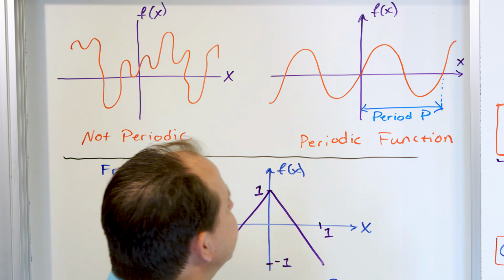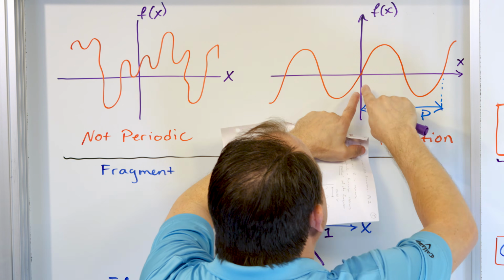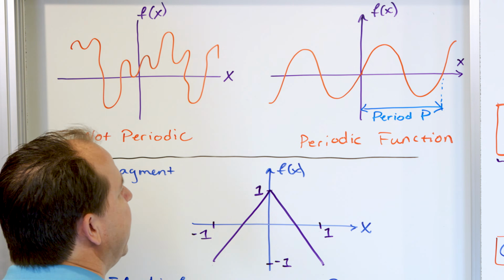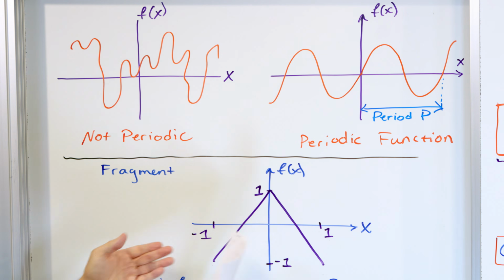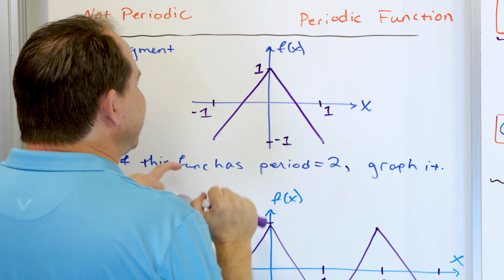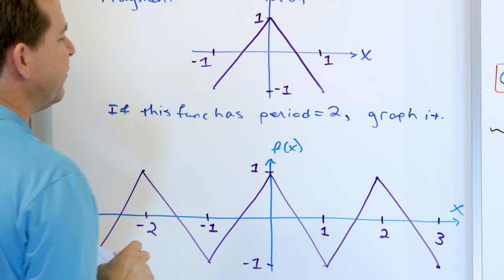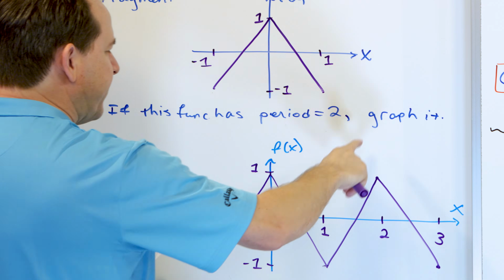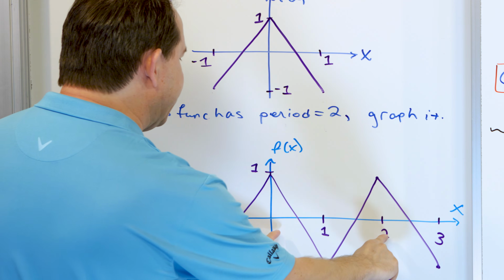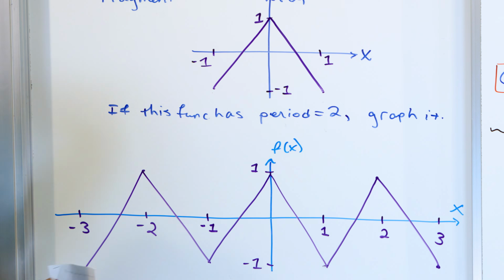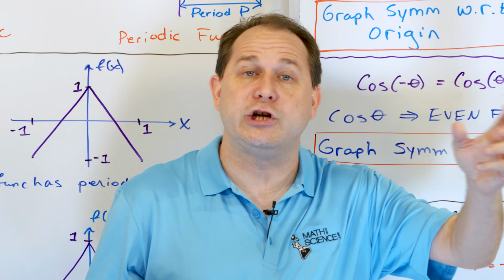When you have a periodic function, you can define a period p, which is the distance over which the thing begins to repeat. And that's going to be a number. Then you could say, let me give you a fragment, a snippet, and I want you to redraw the thing as if the function had a period of 2. Then you would just repeat it, and you can see the distance from here to here is 2 units, so this is a periodic function. Remember, periodic functions go on and on forever.